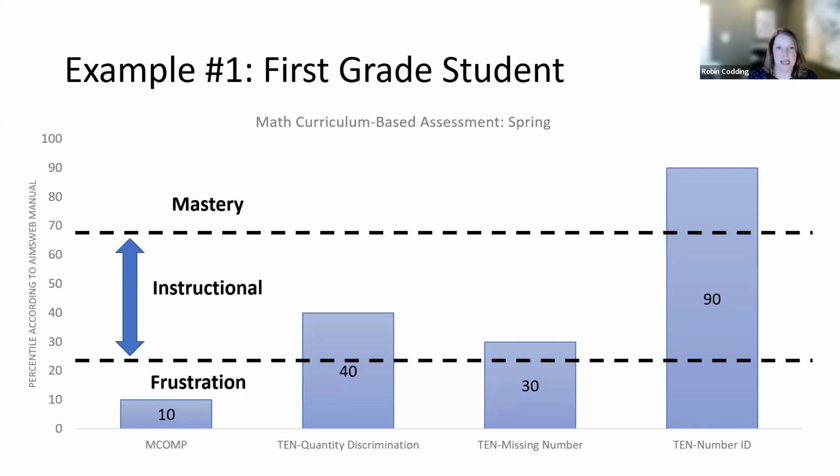We can see this is a first grade student. We've given the MComp, so that's grade level, first grade computation skills. We've given quantity discrimination tasks, a missing number task, and a number ID task. What we can see from here is the student's frustration, instructional, and mastery levels. They have mastered number ID, it's 90th percentile. They are working on missing number, so being able to put a number in a number line, and they are working on quantity discrimination, but they are frustrational with grade level computation skills. That helps us to understand in this graphic what we can assess for these students and what the student knows and does not know.